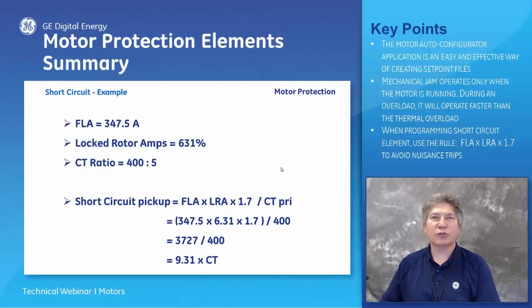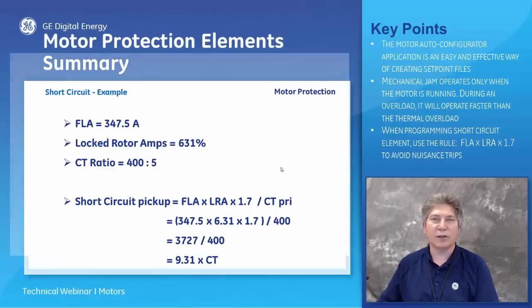Here's a short circuit example. If FLA is 347.5 amps, locked rotor amps is 631, and the CT ratio is 400 to 5, the short circuit pickup level calculation is as follows: FLA times locked rotor amps times 1.7. In this example, the pickup level works out to be 9.31 times CT.